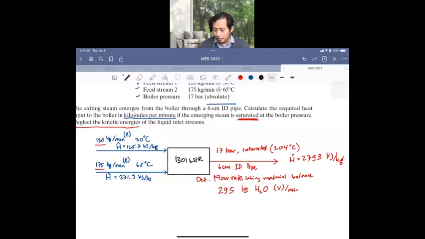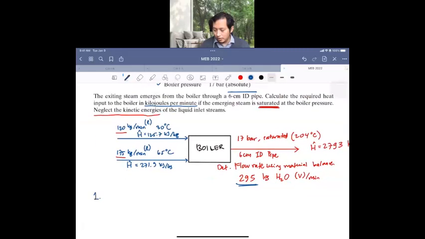So the first step is actually finding the flow rate. Let me write here. The first step is determine flow rates of all components. So we have this, and this. That's the flow rate.